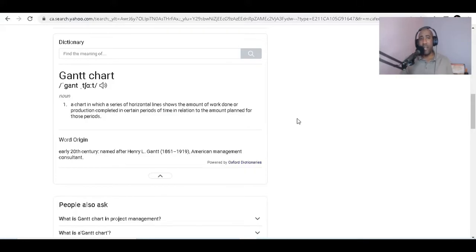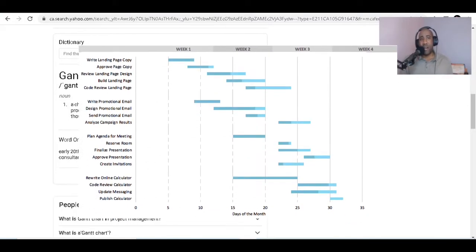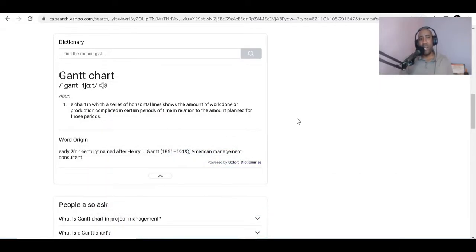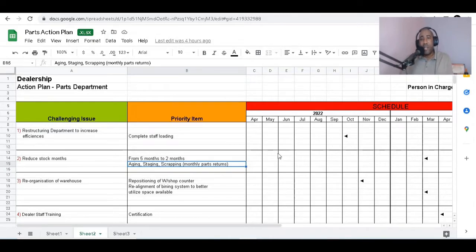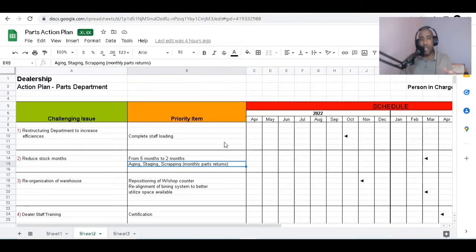So what is the Gantt chart? I have it here. It says a chart with a series of horizontal lines that shows the amount of work done or production completed in certain periods of time in relation to the amount planned for those periods. And it is the same thing that we're going to be talking about here with the parts action plan.